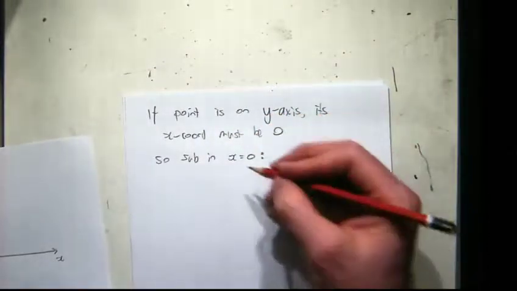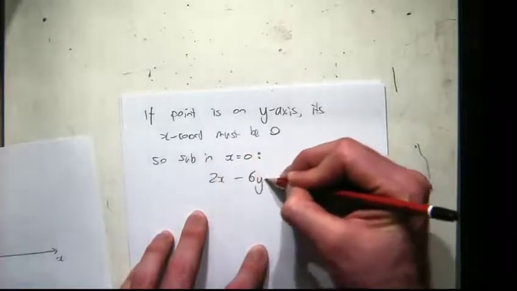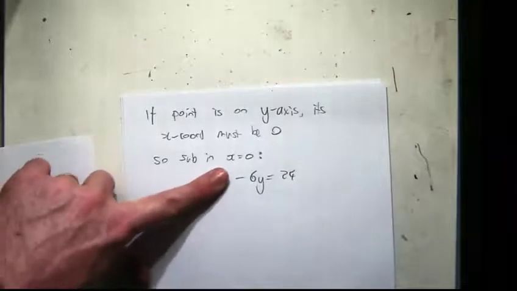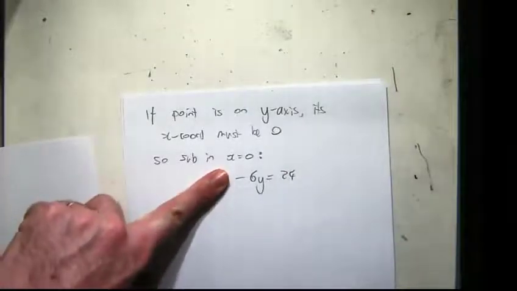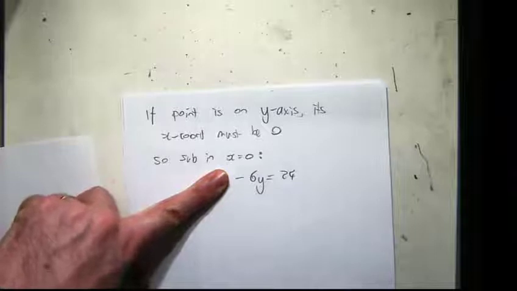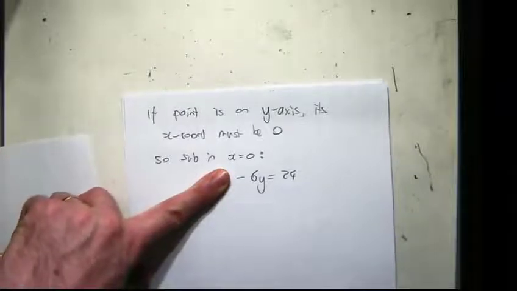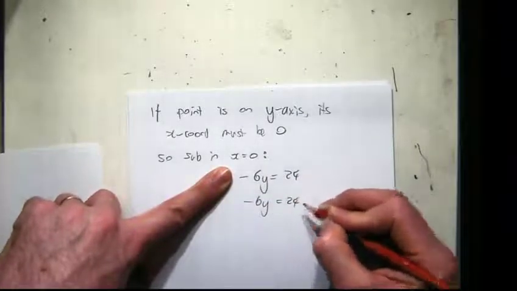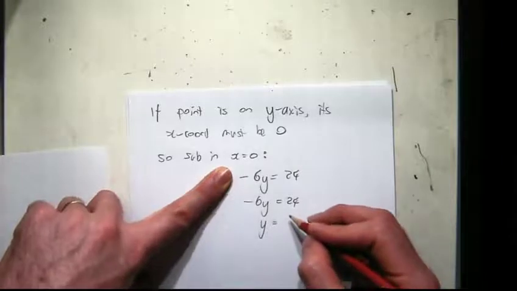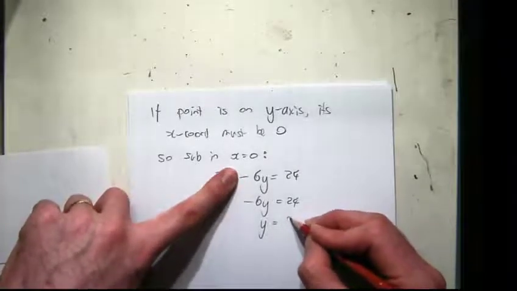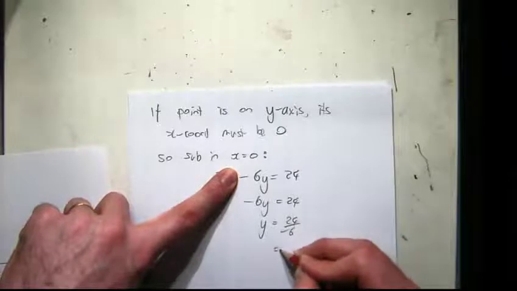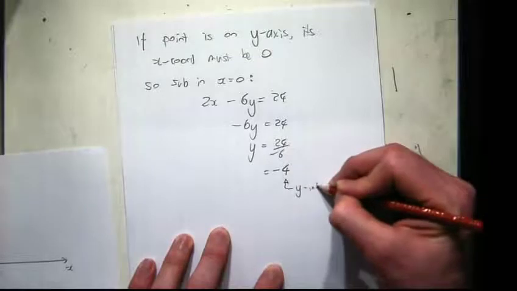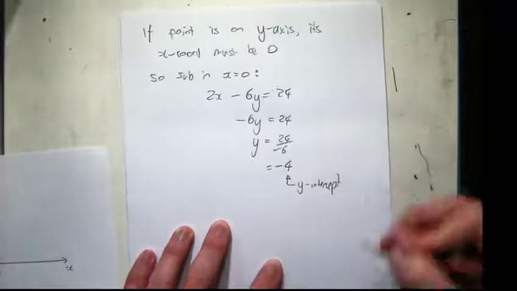So let's look at my equation. It was 2x minus 6y equals 24. And when x is 0, I can just cover that up. So I often don't write the actual x equals 0 in there. I just cover that up and think, well, that's okay. So divide both sides by minus 6, which will give me minus 4. So that's my y-intercept. Okay.